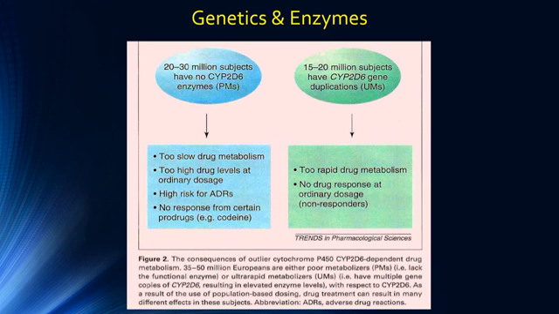enzymes. Now, as I was mentioning, there are some gene interactions with drug metabolism. About 20 to 30 million people have no cytochrome P2D6 enzymes. So they have very slow drug metabolism. They get too high drug levels at ordinary dosage. They're at high risk for accidental overdose. And they'll get no response from certain prodrugs like codeine. Codeine is a prodrug because it has to be metabolized into other components, so it has to be metabolized first.